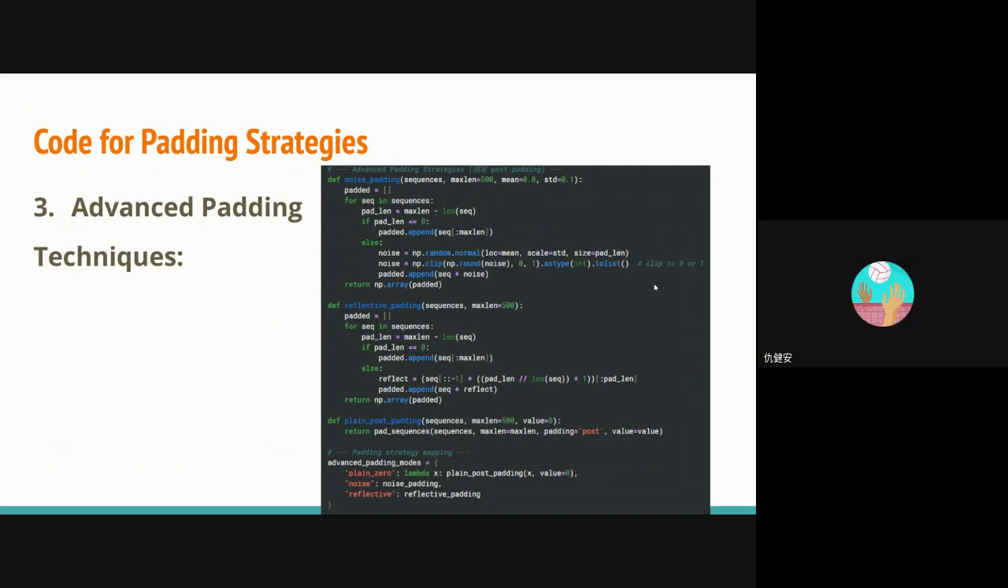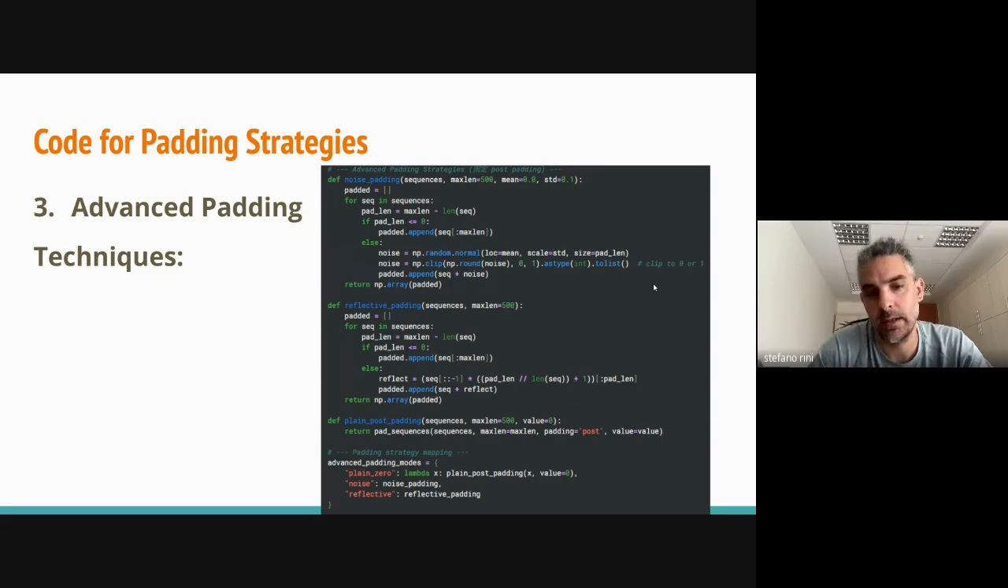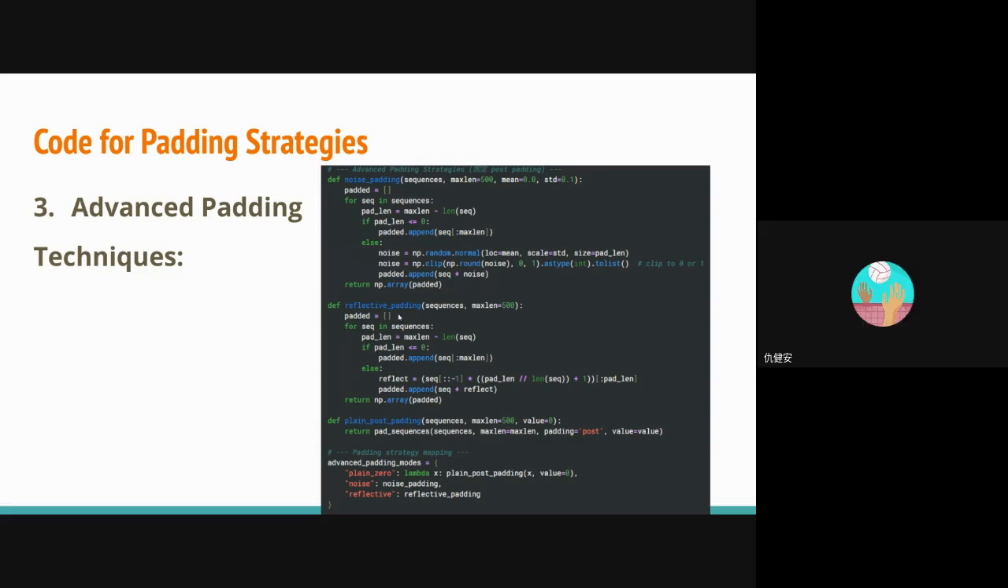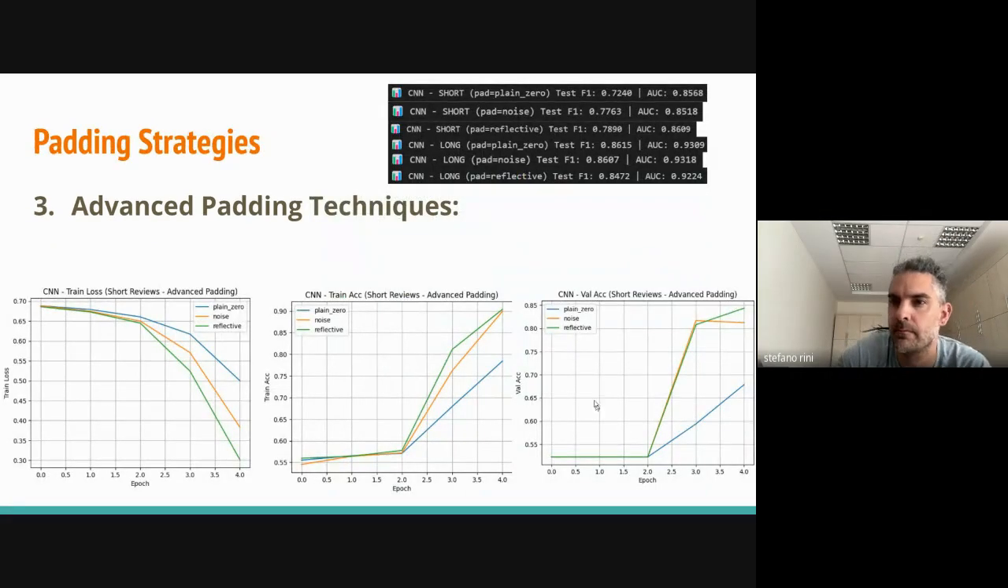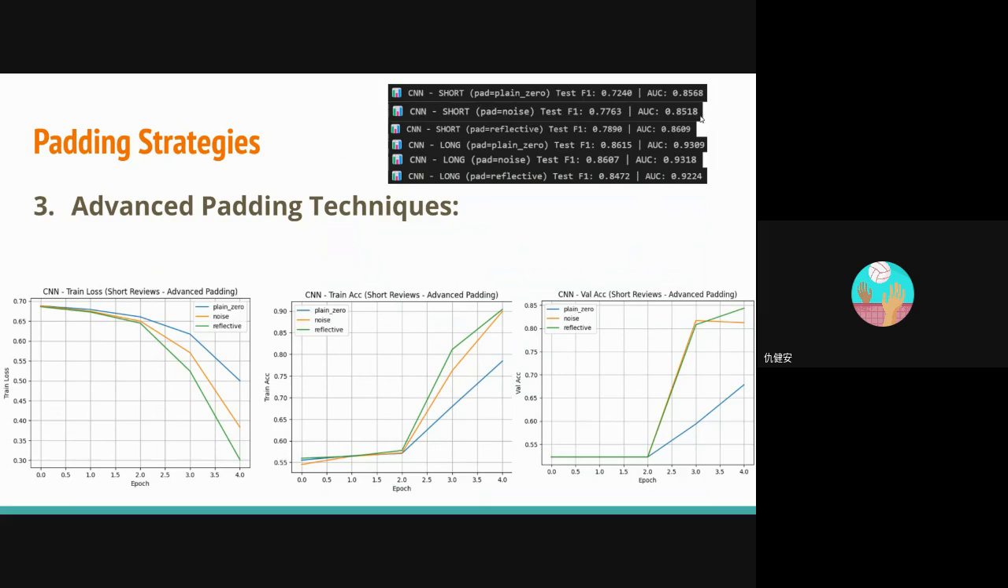Okay. So here are the advanced padding techniques with noise padding and reflective padding. For the noise padding, we just randomly generate numbers and put them inside the sequence, and use post-padding. For the reflective padding, we copy the original sequence, flip it, and add it to the end, and repeat until it meets the max length. Next page. And here is the result. We can see that the CNN is still the same. It just performs very well with every kind of padding.